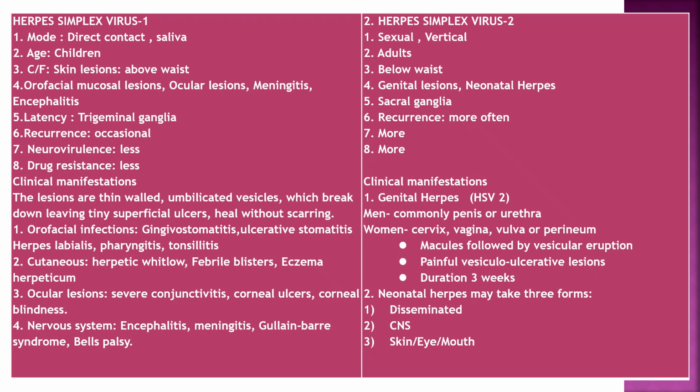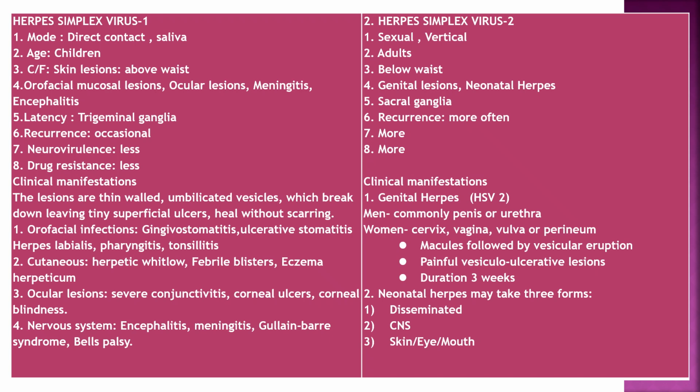Herpes simplex virus 1, mode: direct contact, saliva. Herpes 2: sexual, vertical. Herpes 1: age, children. Herpes 2: adults. Herpes 1 clinical features: skin lesions above the waist. Herpes 2: below the waist. Herpes 1: orofacial mucosal lesions, ocular lesions, meningitis, encephalitis. In herpes 2: genital lesions, neonatal herpes.